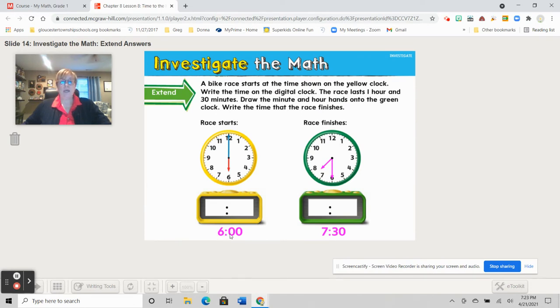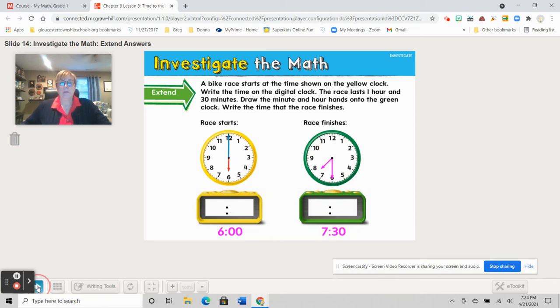6 o'clock was the yellow. That's when the race started. And it finished at 7:30. And here we go. See, it's coming. The hour hand is leaving the 7, and the minute hand is on the 6, which shows 30 minutes.